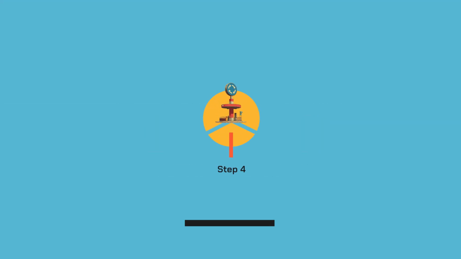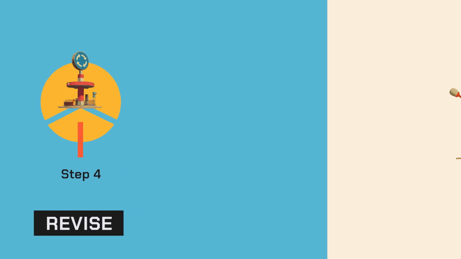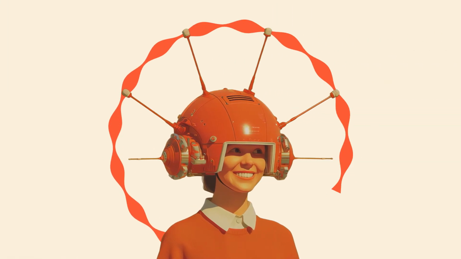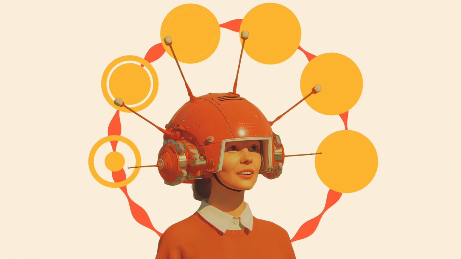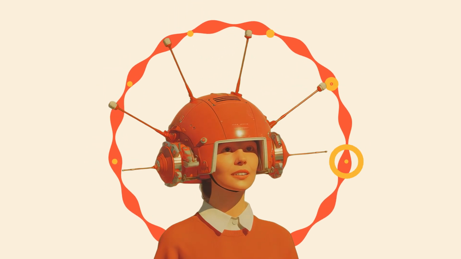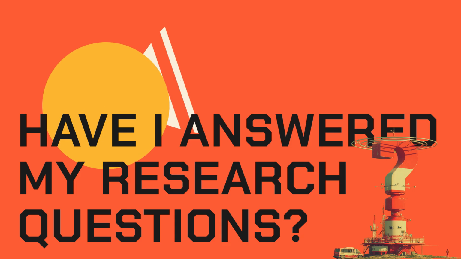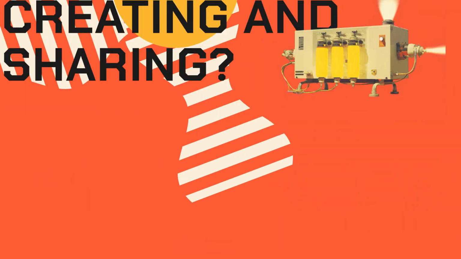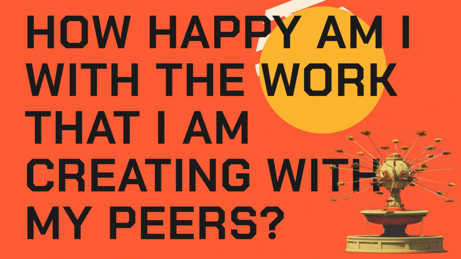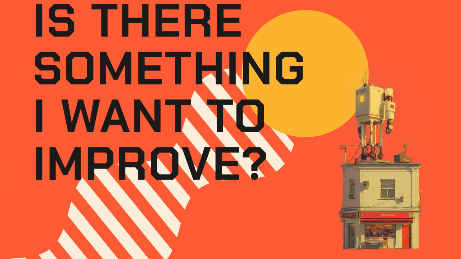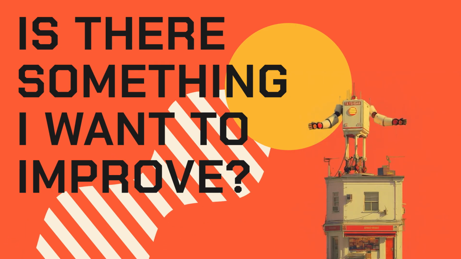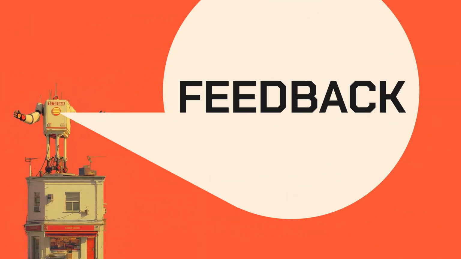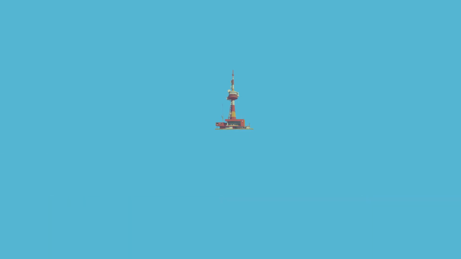Step 4. Revise. The learning journey is iterative, with reflection at each phase. Encourage students to revisit the goals from Step 1 and consider guiding questions. Have I answered my research questions? Do I have enough information to continue with creating and sharing? How happy am I with the work that I am creating with my peers? Is there something I want to improve? Here, you can also invite students to give and receive peer feedback.